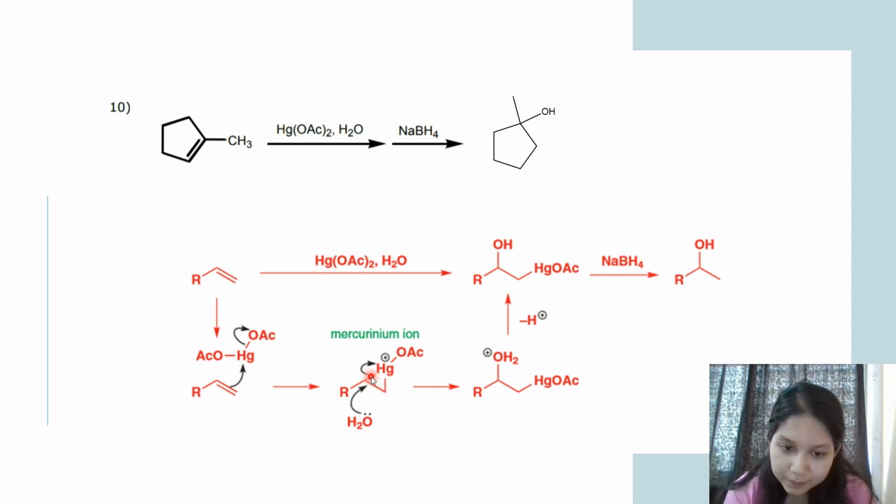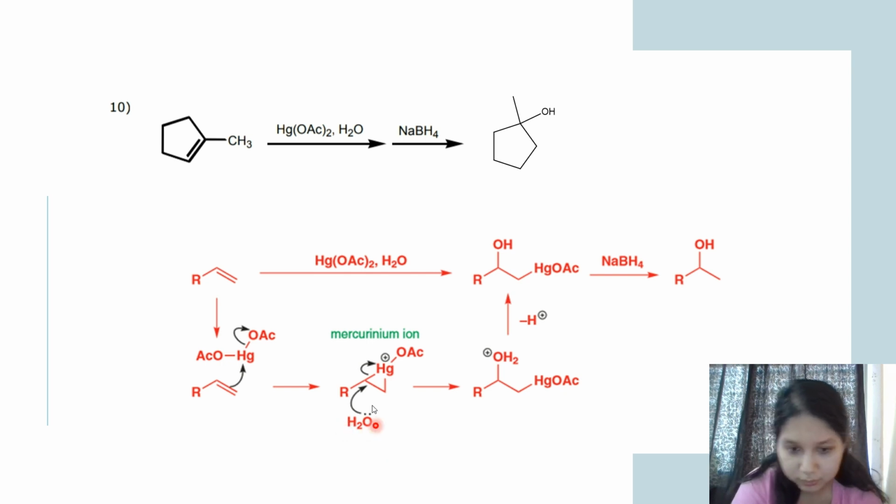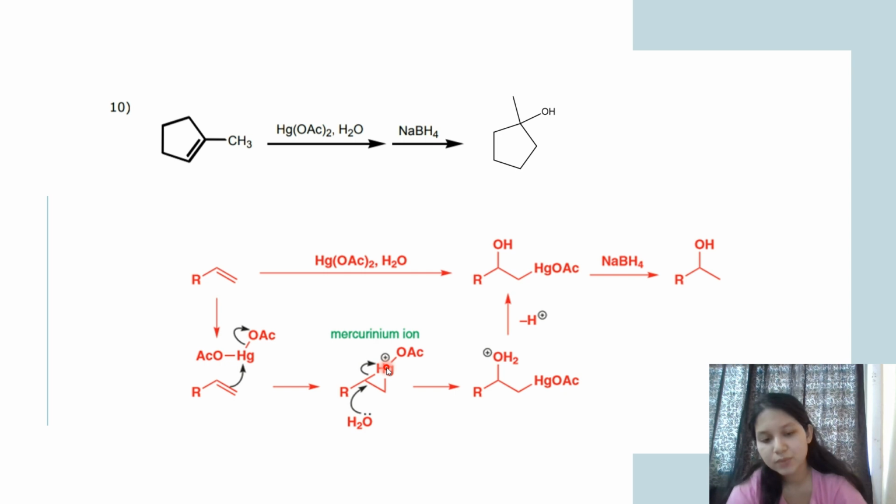This bond will break, the electron pair will be pushed to mercury, and you get a positive charge in this position. Forget about water, okay? Water molecule has not come to the system yet. You have to first open up the mercurinium ion, which is highly strained and unstable. So you open the ring through this side, you get the mercury center neutralized, and you get a positive charge here, which is a secondary carbocation.